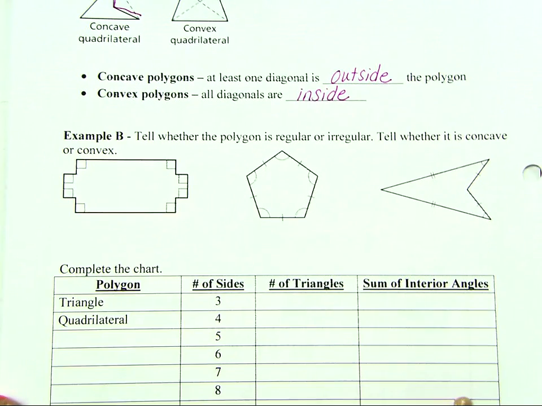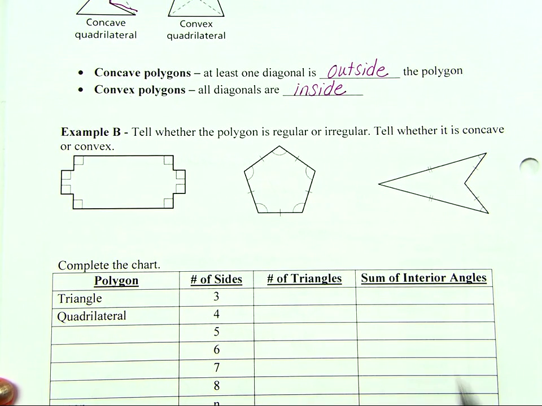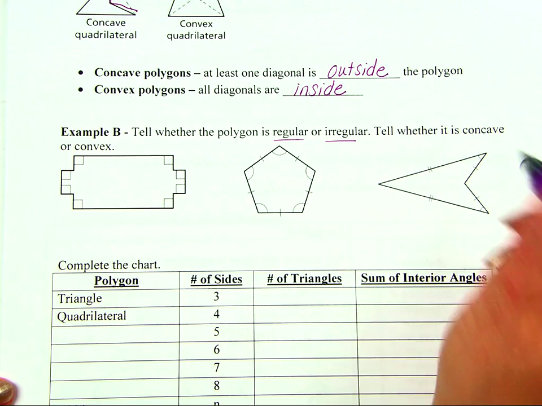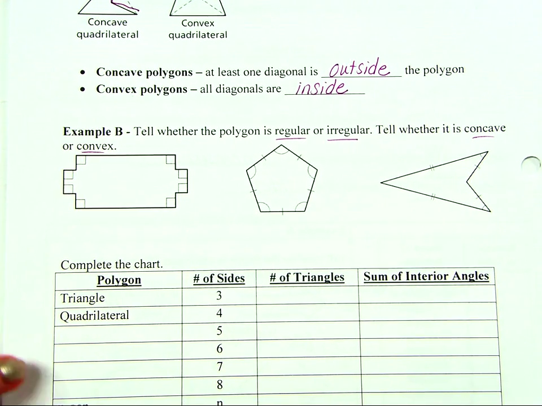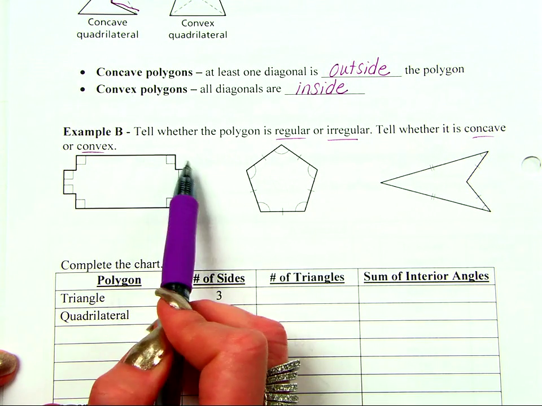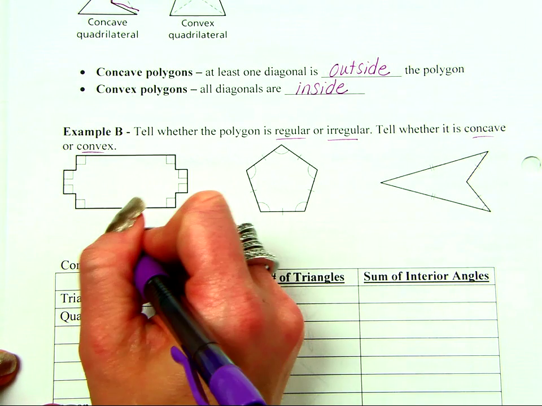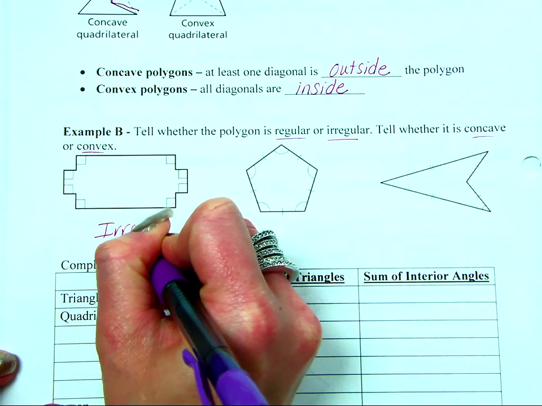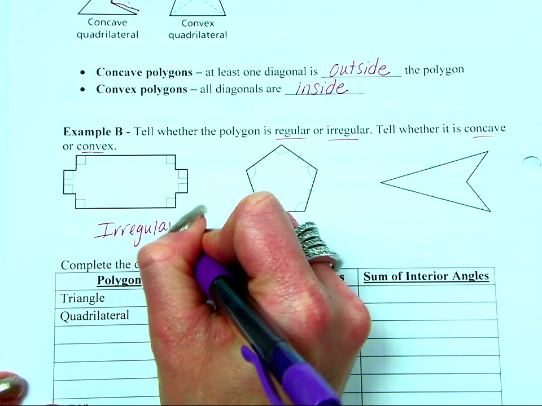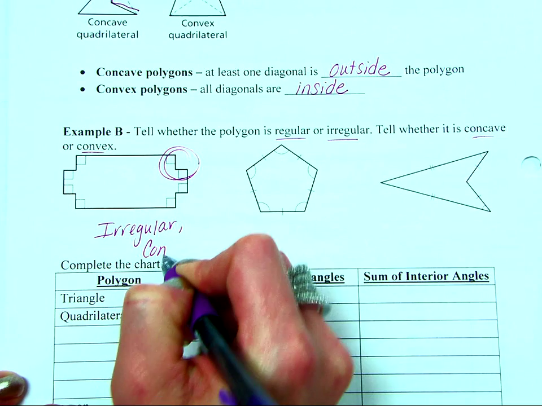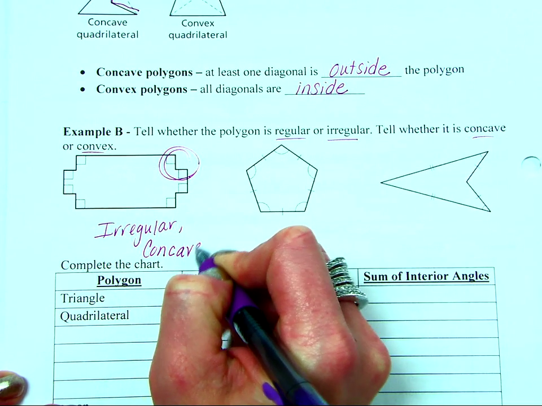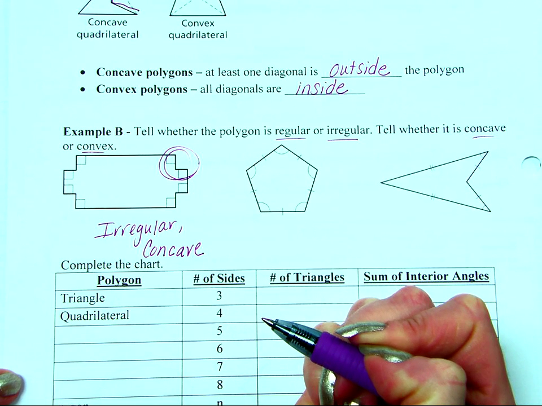But looking at example B, they want us to think about how we would classify the polygons as either regular or irregular, concave or convex. So I'm going to look at these three figures. Figure number 1, I can see a lot of 90-degree angles, but my side lengths are different. And because I have different lengths in my sides, I know right away that it is going to be irregular. And because of this area right here, it's going to be concave. It indents a little bit, or caves in.